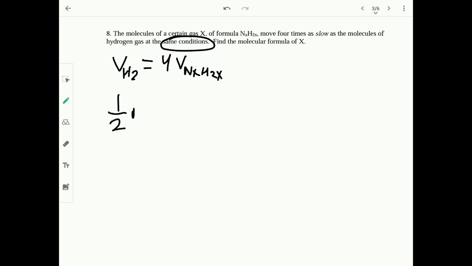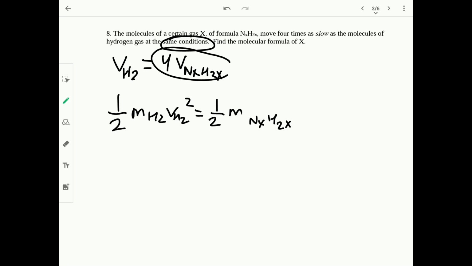So half m of H2 VH2 squared equals half m of NxH2x. And now I'm just going to substitute by the equation. Isn't this equal to, or no, let's just keep it for now, V of NxH2x squared, right?